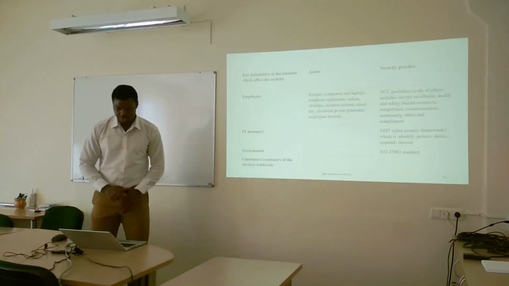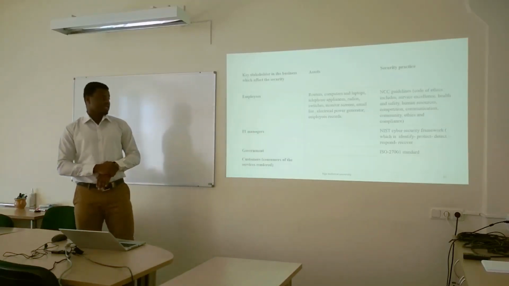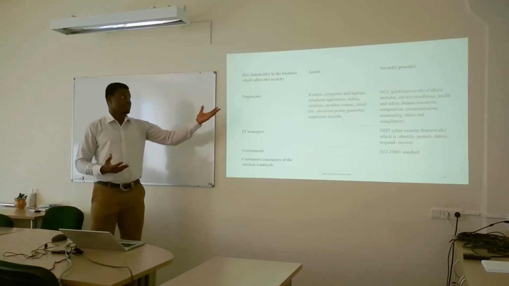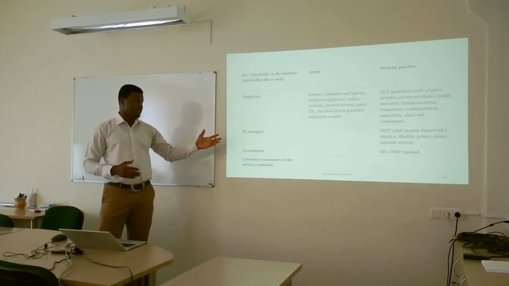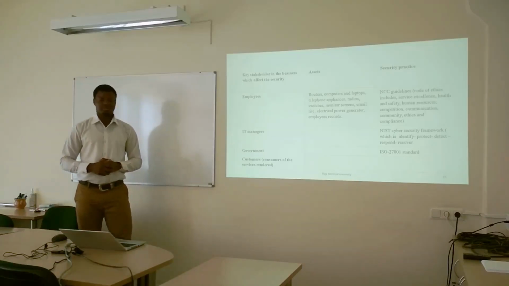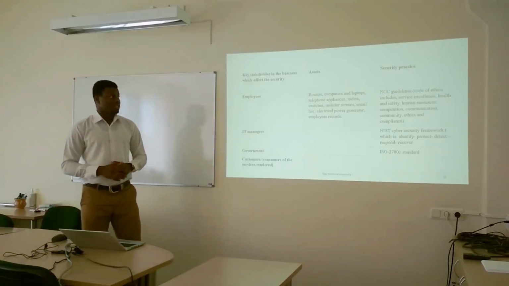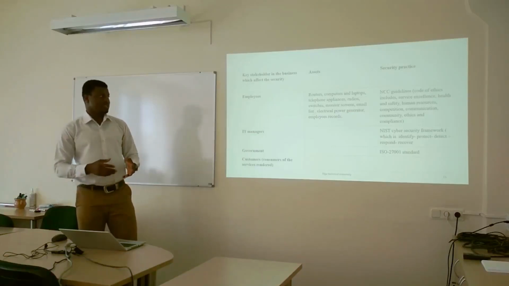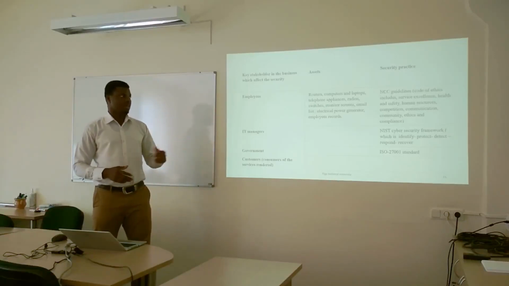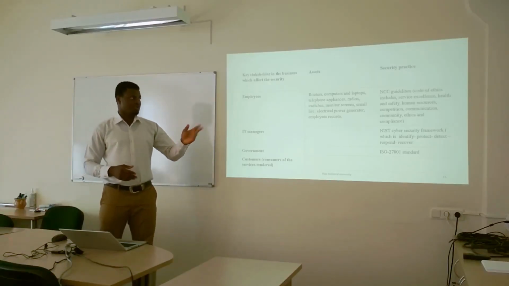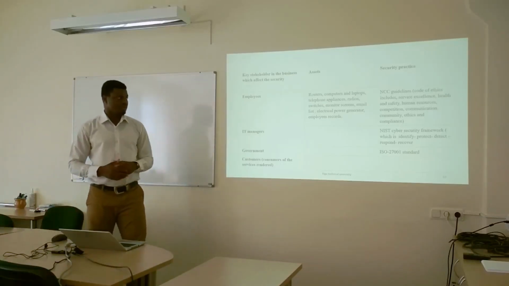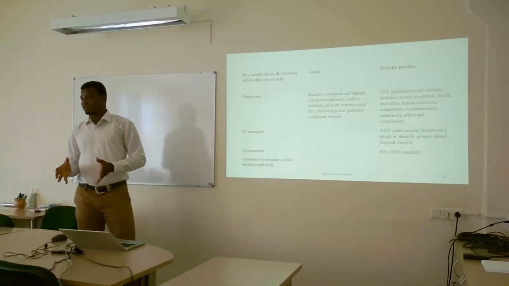Then going forward, in the organization, when you're trying to identify security requirements, the major key stakeholders are the employees, the IT managers, the government, and maybe the customers or consumers of the service you're rendering. Then the assets of this company, some of which I can list here, were the routers, computers and laptops, telephone appliances, radio switches, monitor screens, email lists, electrical power generator, and employee records.